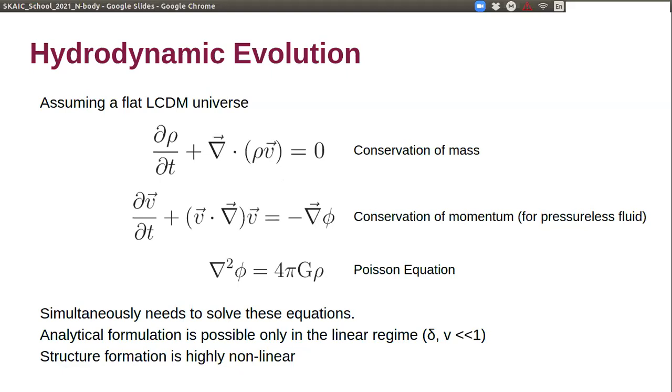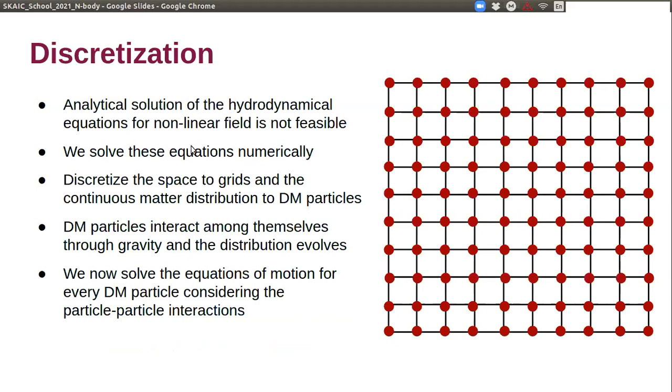In order to get the full nonlinear structure, we need to evolve these equations numerically. And when we are talking about numerical solution, we cannot do it for a continuous field or continuous space. So we need to discretize the space, as well as discretize the fluid as particles. So in today's code, we consider the space to be discretized into grids, and the dark matter as dark matter particles, which again interact among themselves through gravity, and hence they evolve the structures.